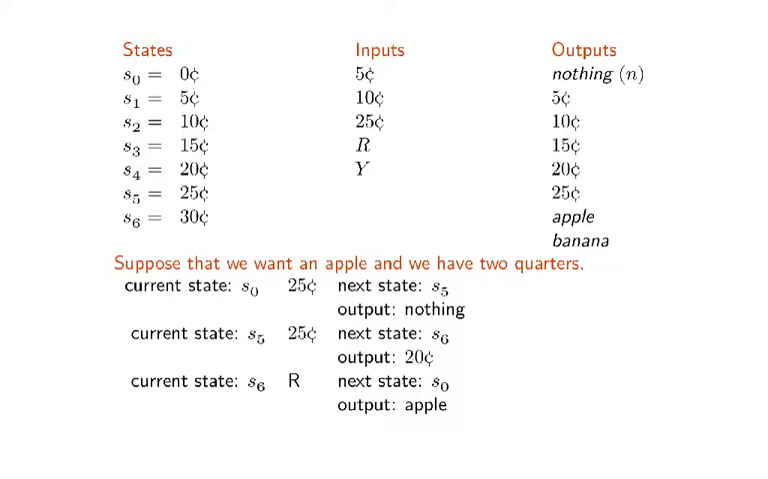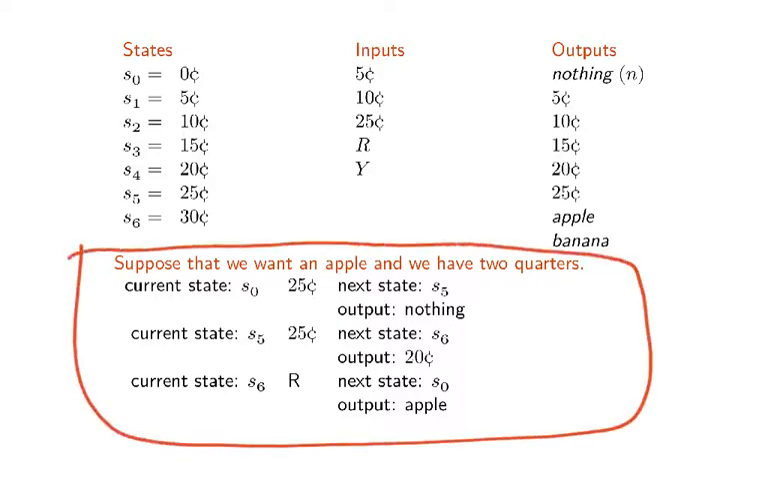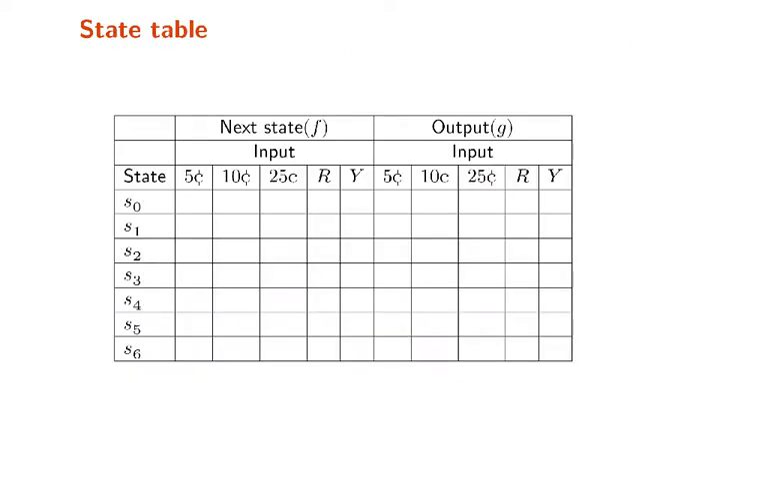So let's see how we are going to organize. This is just one particular possibility, let's say, right, that we want an apple and having 2 quarters. But we can figure out what happened with all these possibilities. I mean, what if we put 5 cents and so we put 10 cents and so we put 5 cents again? So let's see how we organize this data in a table.